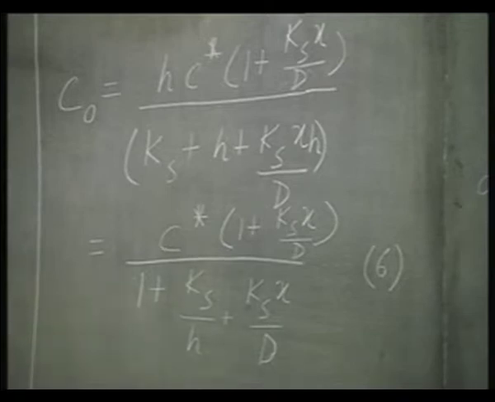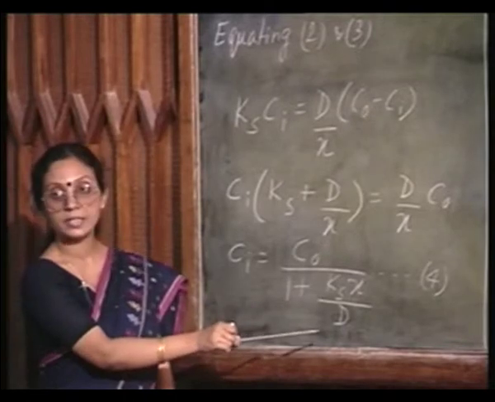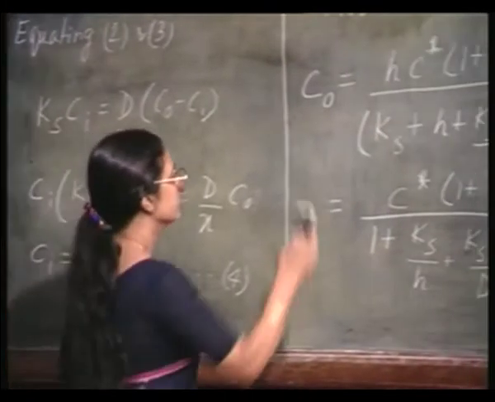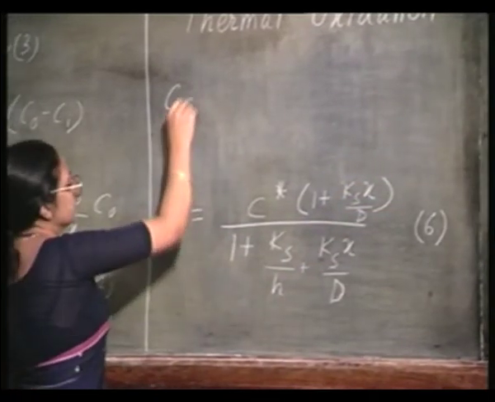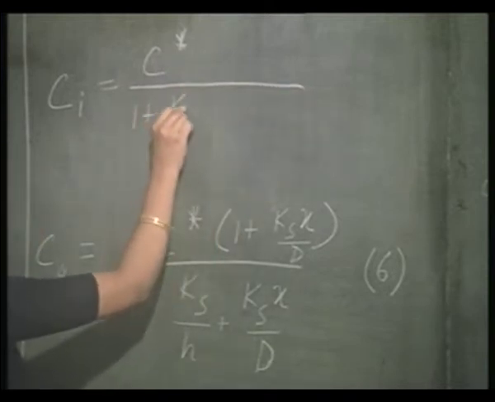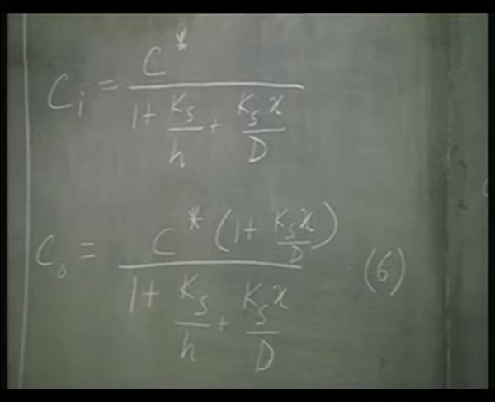Okay. Now, if you look at equation number 4, here you find that Ci is given as C naught by 1 plus Ks x by D. So, if I put this equation in equation number 6, then I find Ci is given by C star divided by 1 plus Ks by H plus Ks x by D, and C naught is given by C star into 1 plus Ks x by D divided by 1 plus Ks by H plus Ks x by D.